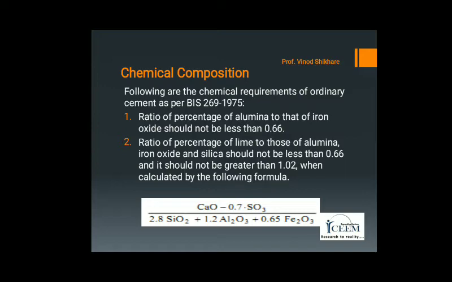Next, the ratio of percentage of lime to those of alumina, iron oxide and silica should not be less than 0.66, and it should not be greater than 1.02 when calculated by the following formula. The formula is CaO, that is calcium oxide, minus 0.7 SO3, divided by 2.8 SiO2, that is silicon dioxide, plus 1.2 Al2O3 plus 0.65 iron oxide.